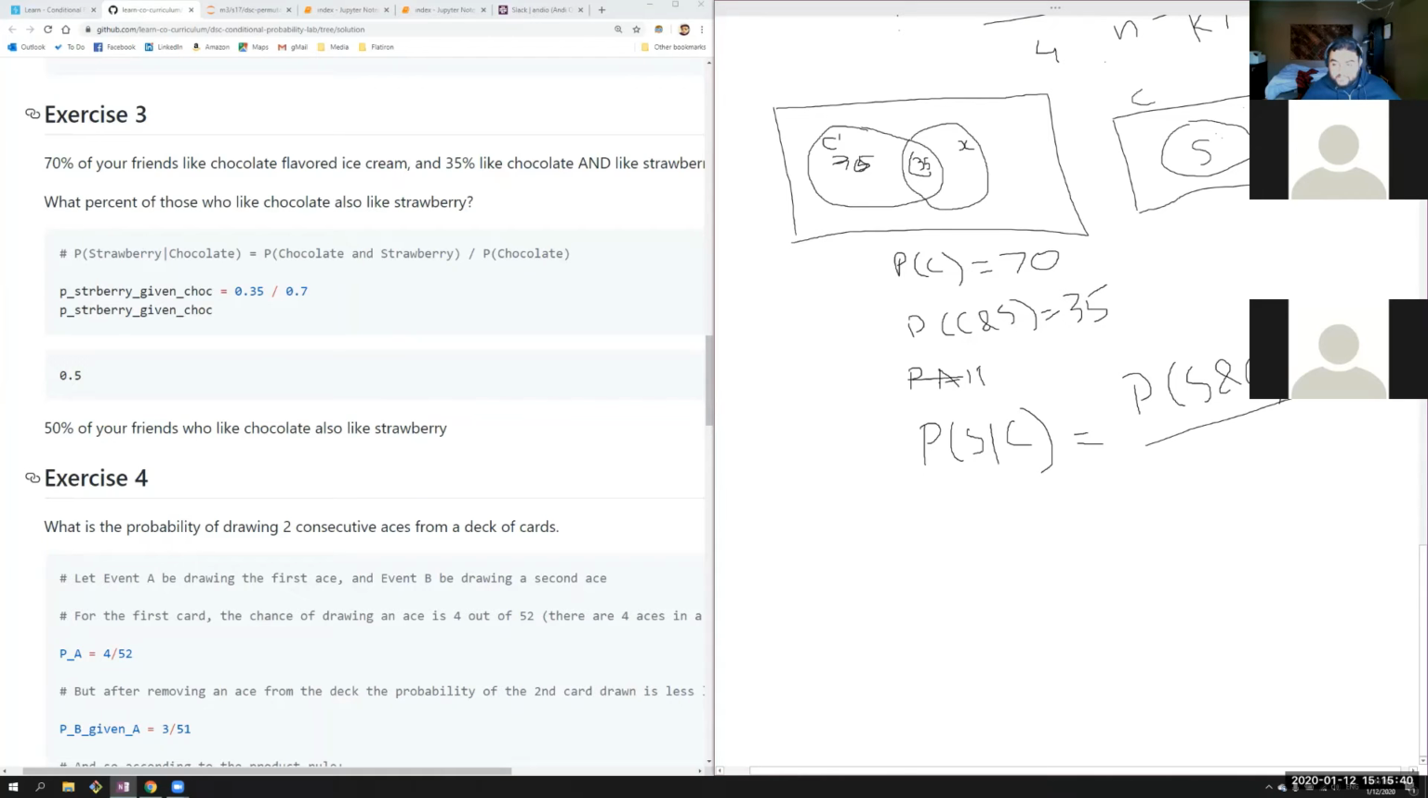And then the rest of the formula is the probability of B. We're going to divide that by the probability that your friends like chocolate. So that's going to be 35 over 70. So the probability that they like strawberry, given that we know that they like chocolate, is then going to be 50%. Was that helpful at all? Yeah.